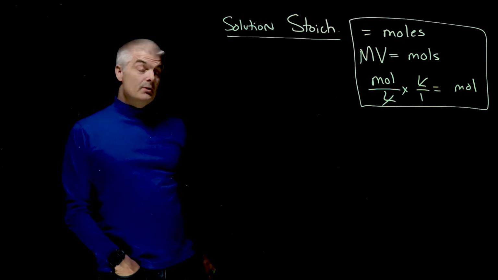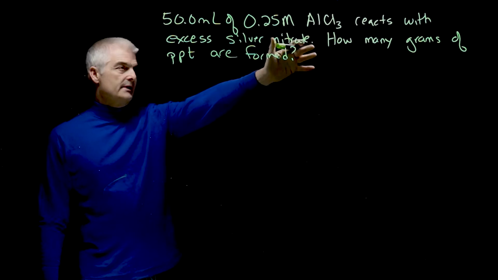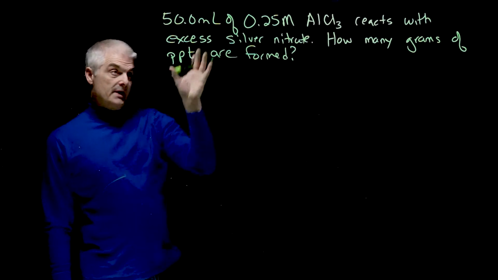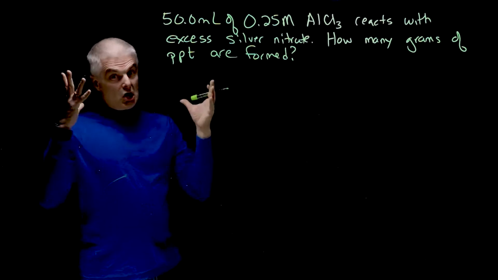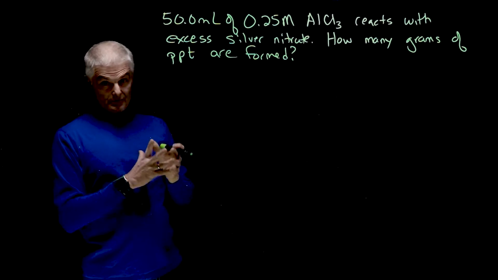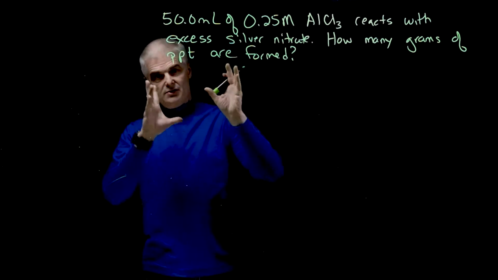So let's run through an example. 50 milliliters of 0.25 molar solution of aluminum chloride reacts with excess silver nitrate. How many grams of precipitate are formed? Like all stoichiometry problems, you start with a balanced equation. So forget the numbers, equations rule.